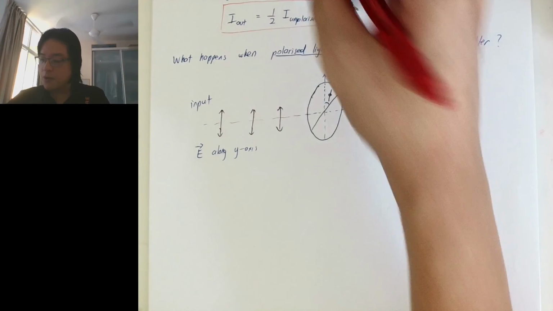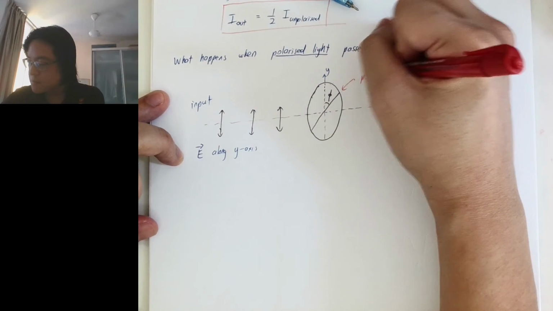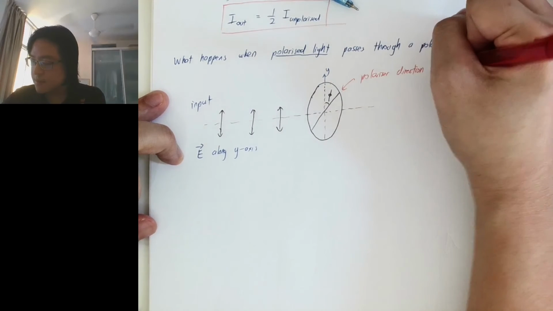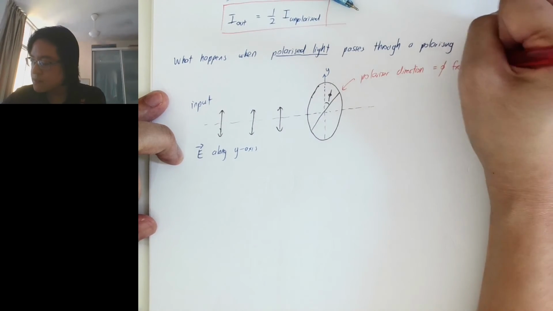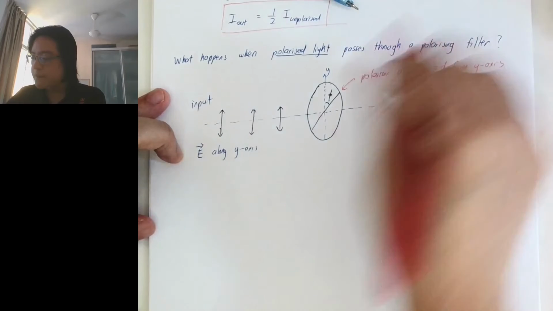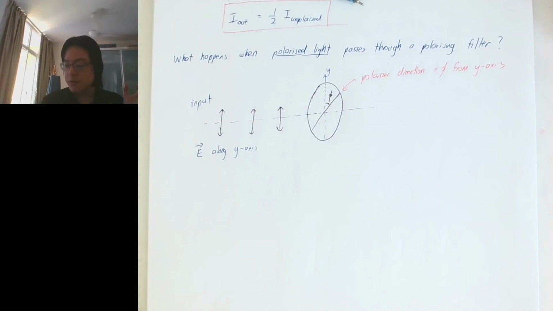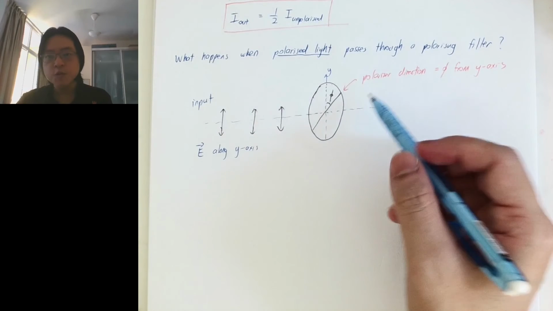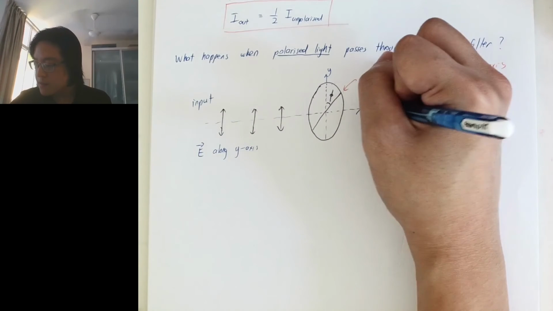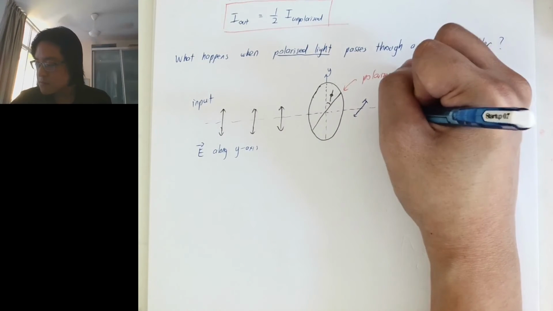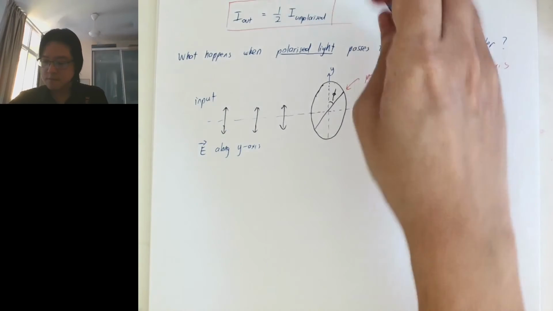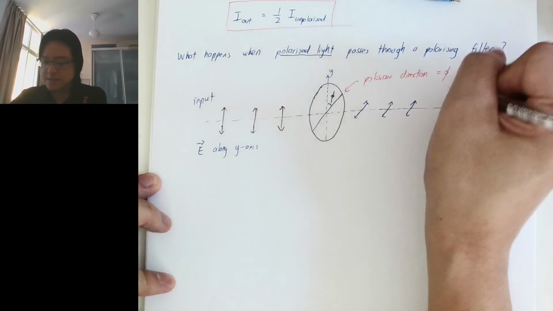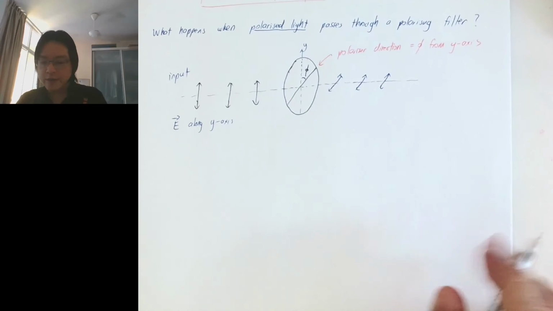So the polarizer direction now is at some angle phi from the y-axis. And as we can expect, this is a polarizing filter, a filter only allows this direction to pass through. So the light that comes out will be this direction now. Okay, so what is the intensity of this incoming light? So let me draw this more carefully.